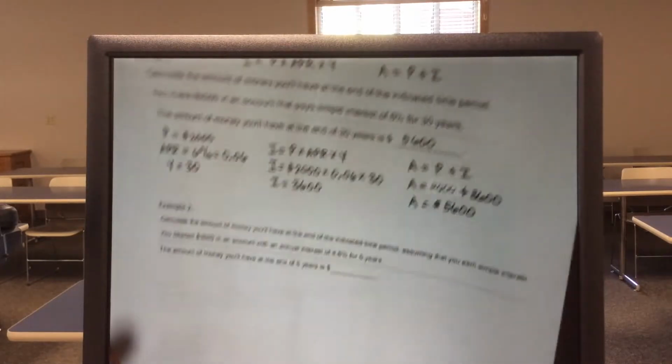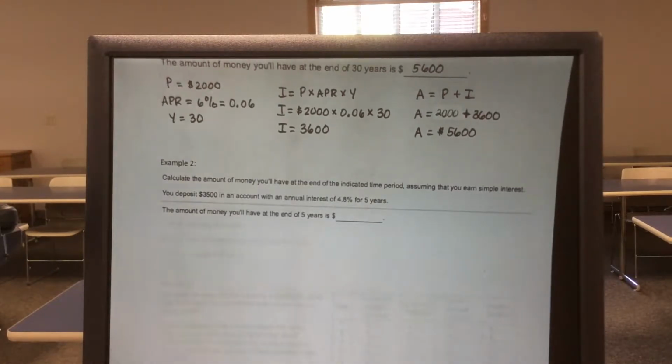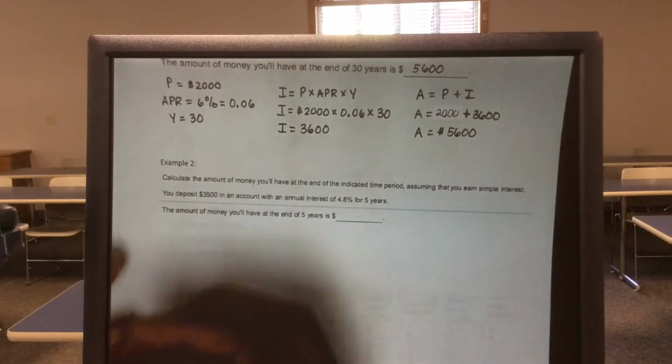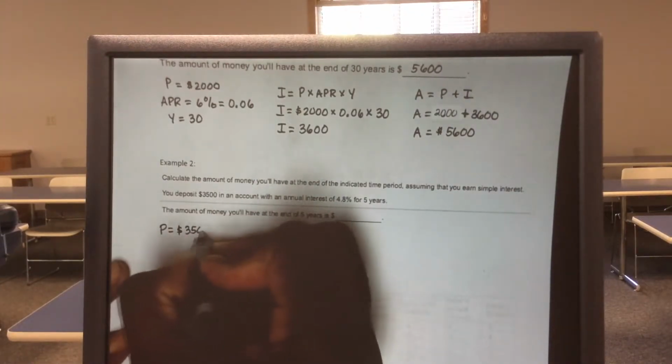Okay, now the next example pretty much is done the same way. You deposit $3,500 in an account with an annual interest of 4.8% for 5 years. And we want to find the amount of money that you will have at the end of 5 years. So in this case here, we need to identify what P is. That's your principal, which is $3,500.